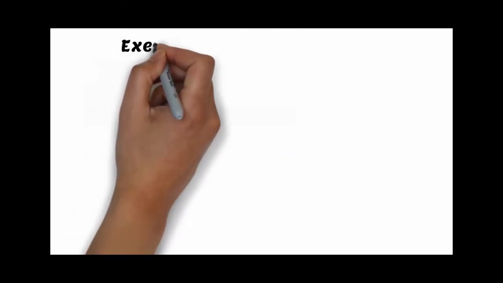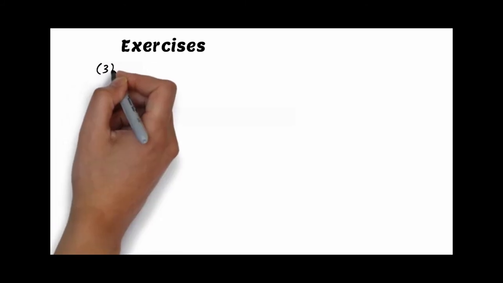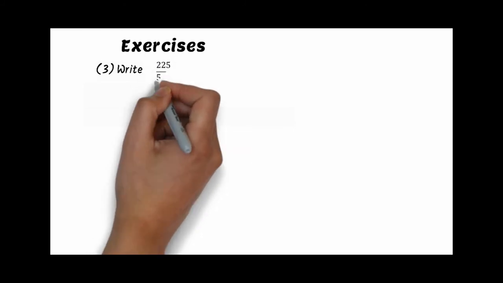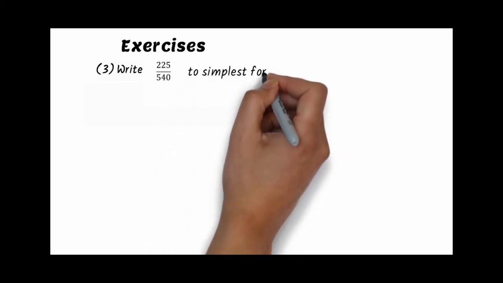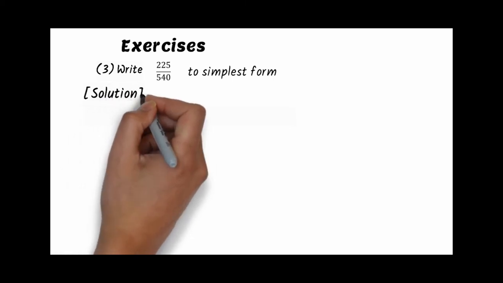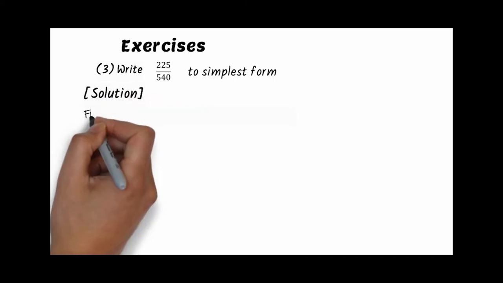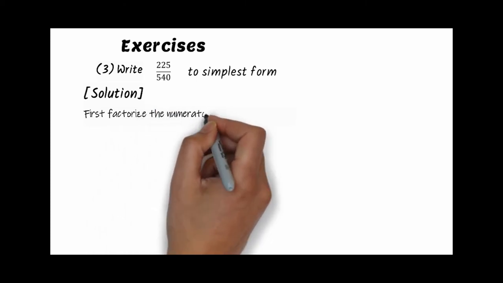Let's move on to our third exercise. In our third exercise, we're going to write a fraction that has a relatively big number in both the numerator and the denominator, and we're going to try to find its simplest form. Okay, so we have the fraction 225/540.